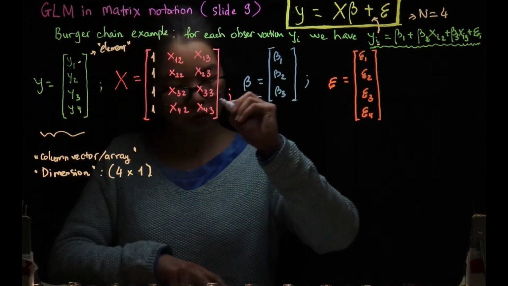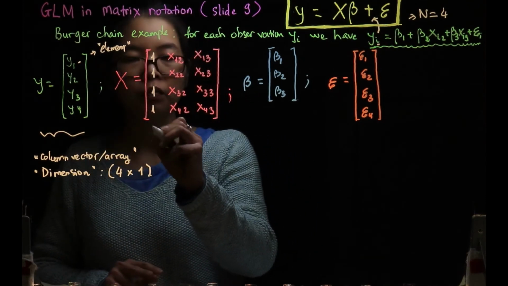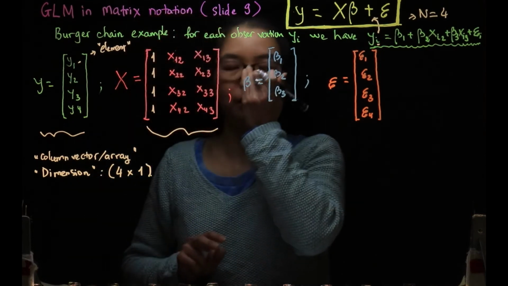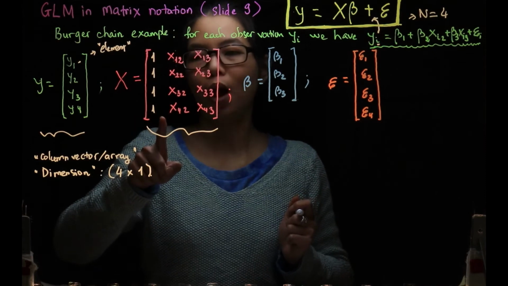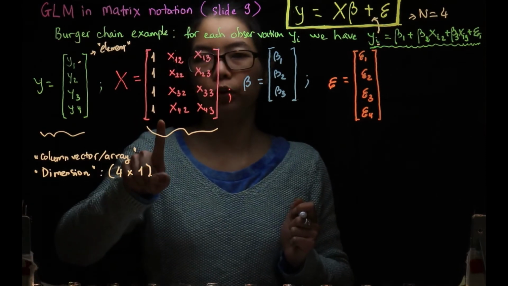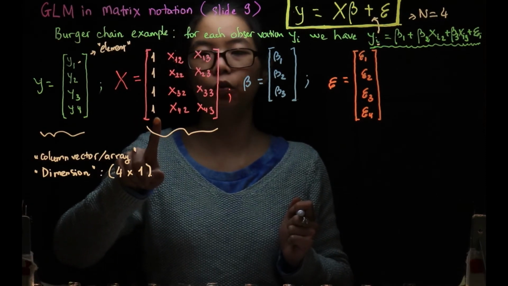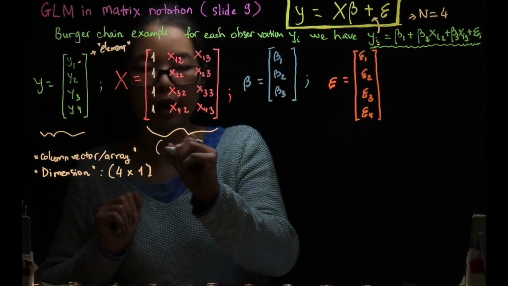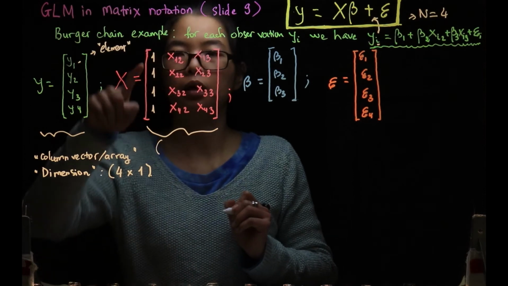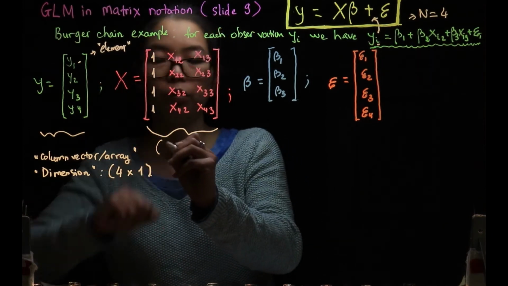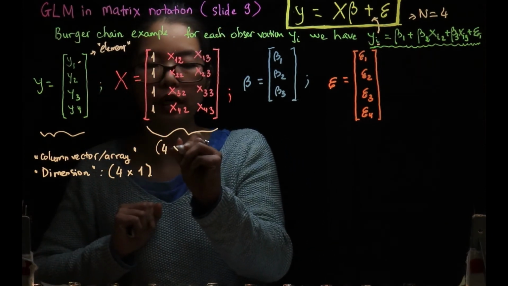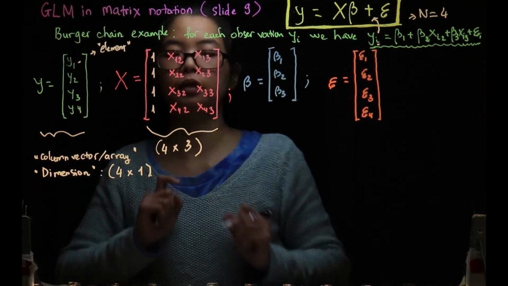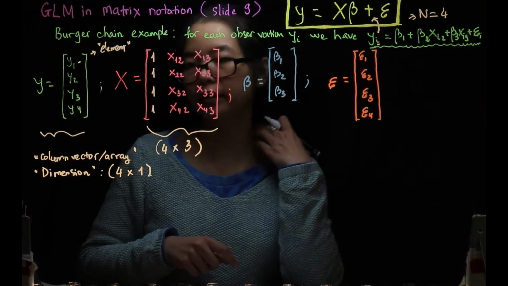Let's move on to the matrix X. Let's look at the dimension first. Well, you may wonder already why there's a column with just the number 1 everywhere here. We'll go back to that later. But for now, let's simply count the number of rows. 1, 2, 3, 4, because 4 observations. 4 times 1, 2, 3. Okay, so that's the dimension of matrix X.